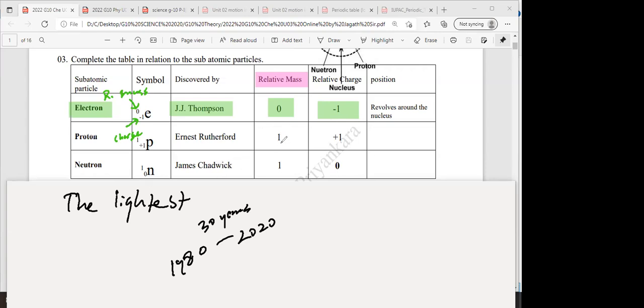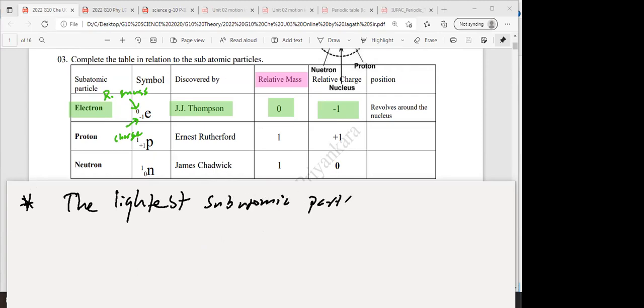Then what is the lightest subatomic particle? Please put a star, everyone, in the writing book. Put a star. The lightest subatomic particle is the electron. The lightest subatomic particle, right? Electron. Simply, this is very important. Lightest, underline. It's the lightest subatomic particle, that is the electron.